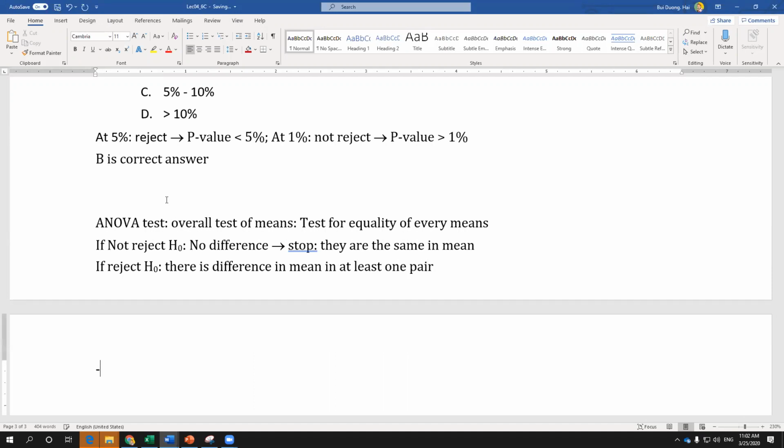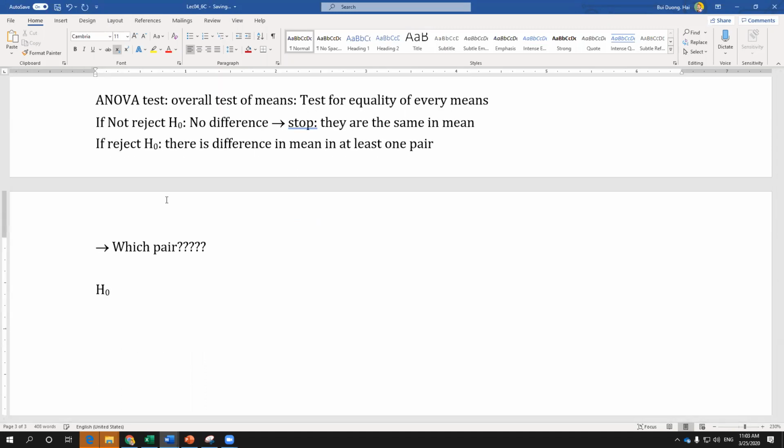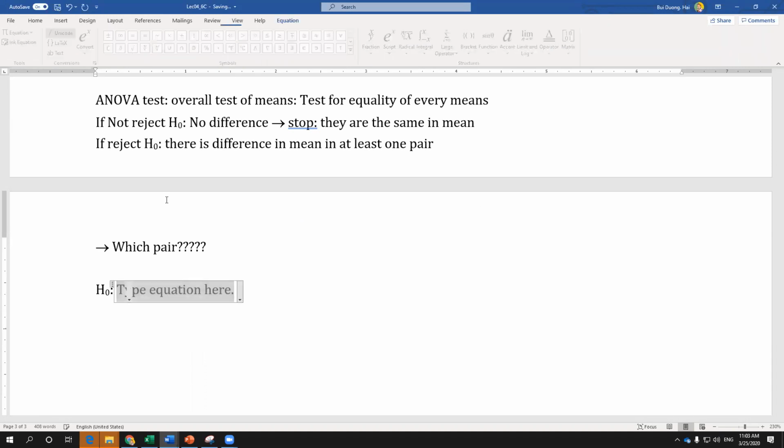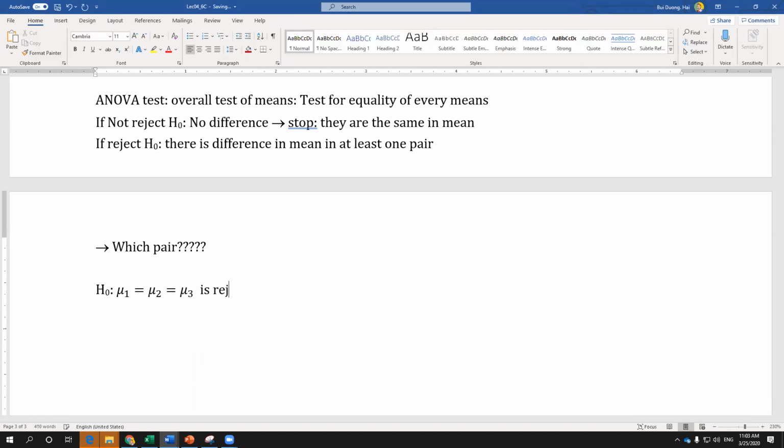Then the next question: which pair? For example, H0: mu1 equal mu2 equal mu3 is rejected. I mean, there is one pair.